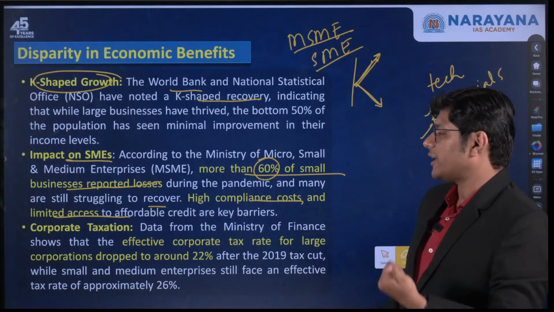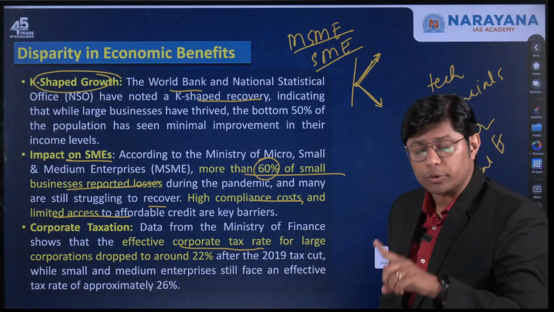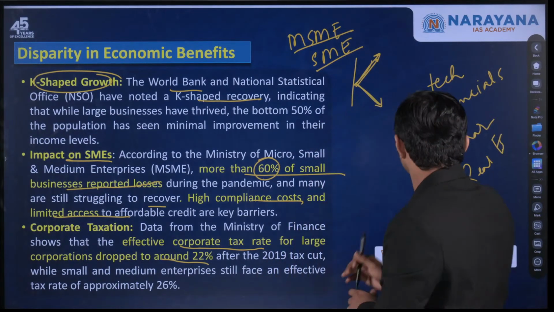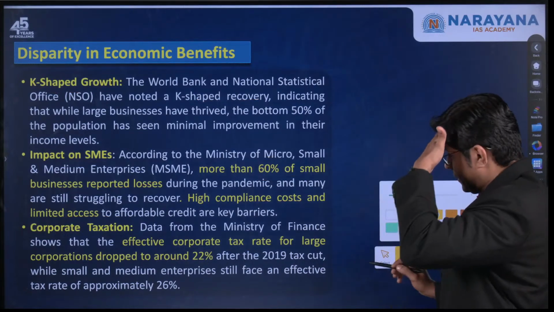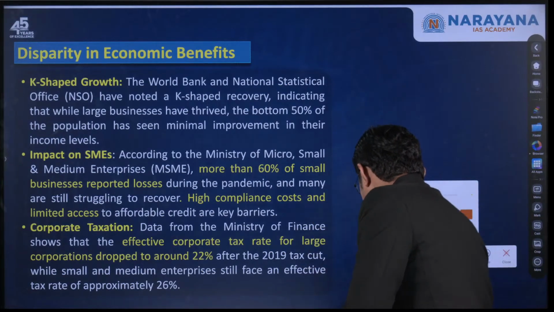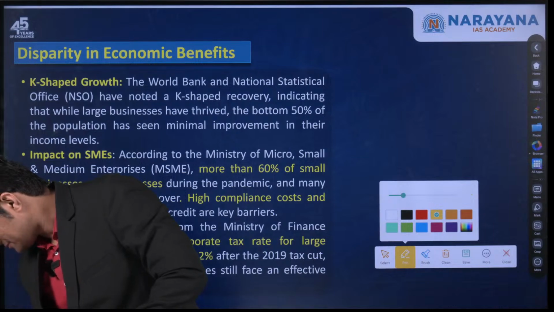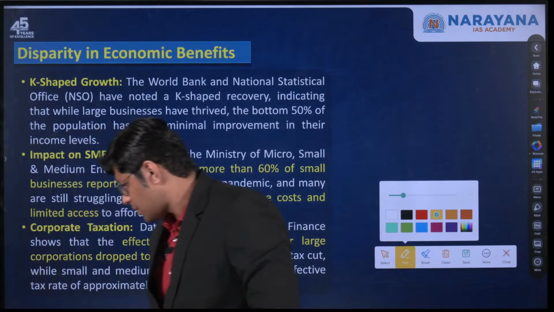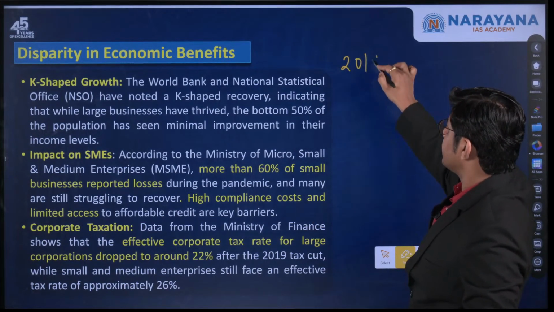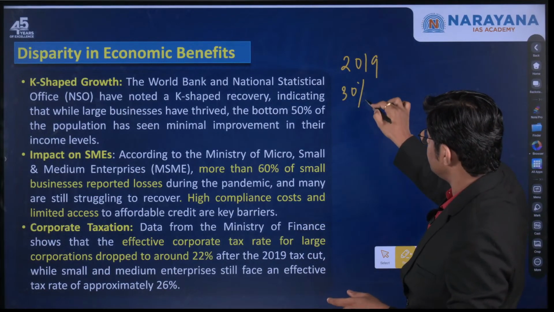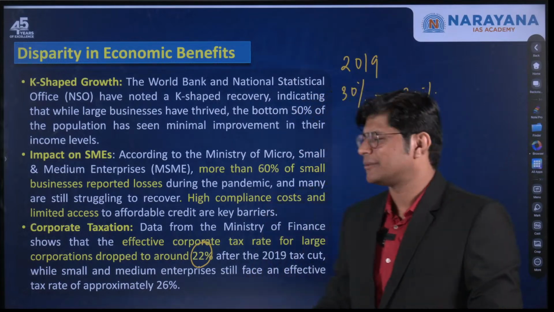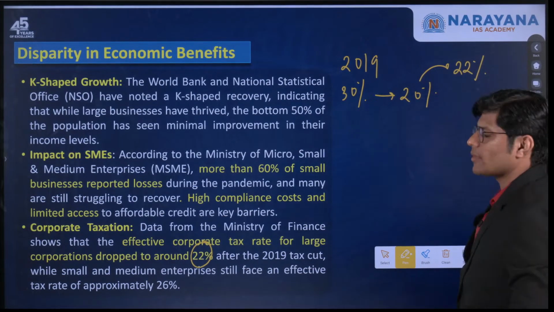Now, data from the Ministry of Finance shows that the effective corporate tax rate for large corporations dropped to around 22%, which means the corporate tax was slashed, right? So, in the year 2019, the corporate tax was slashed from 30% to 20%, right? It's written 22% here. Why? Because if you include the surcharge and cess, the 20% was increased to further 22%, right?